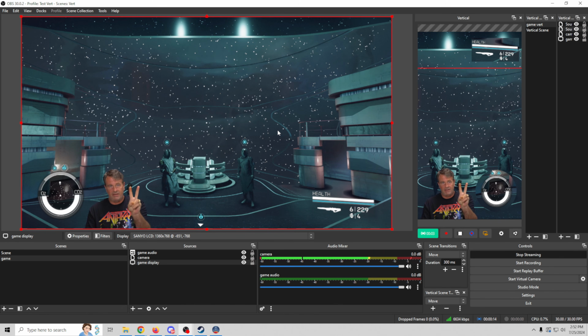Keep in mind that that's 6,000 kilobits per second for the horizontal, 6,000 kilobits per second for the vertical, plus the encoding. So if your machine is weak or your internet connection is weak, you're not going to be able to do this reliably. So you're going to want to definitely test it first.